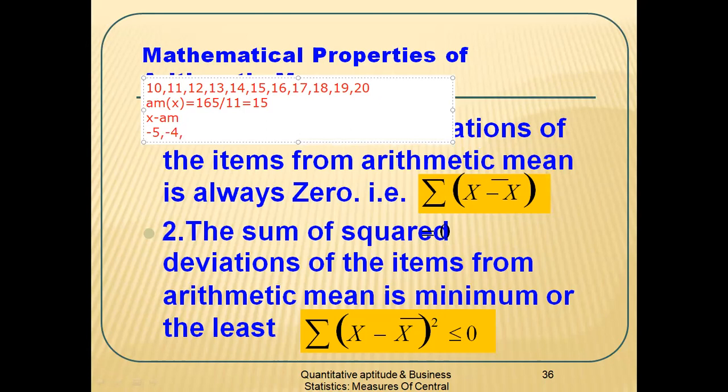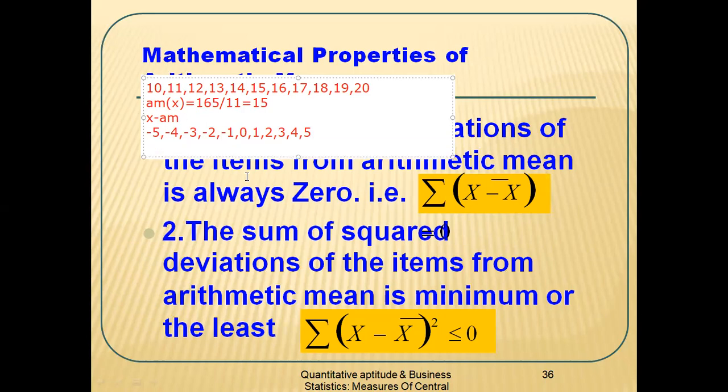And the next one is minus 3, and the next observation is minus 2, then minus 1, 0, 1, 2, 3, 4, 5. So these are the numbers you get: minus 5, minus 4, minus 3, minus 2, minus 1, 0, 1, 2, 3, 4, 5.